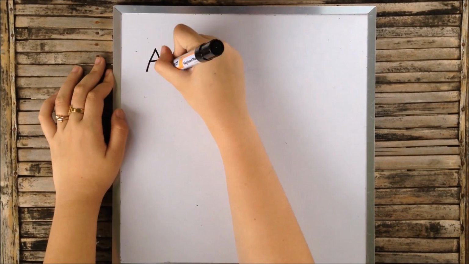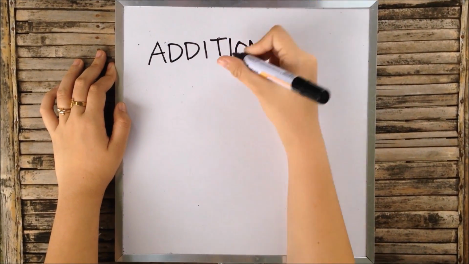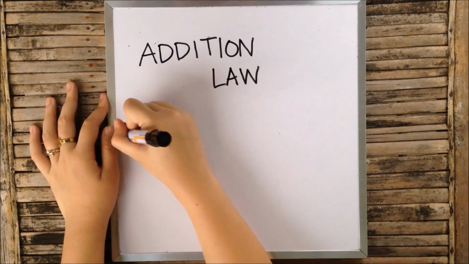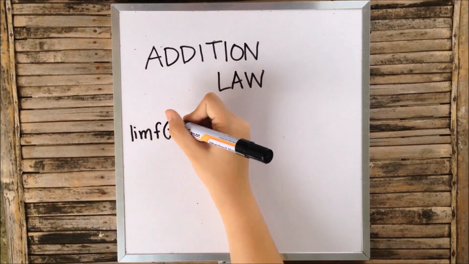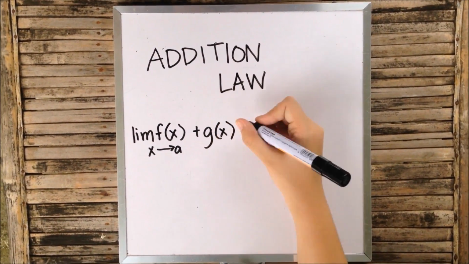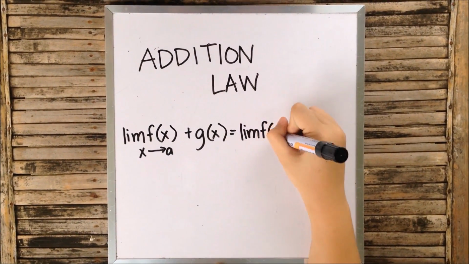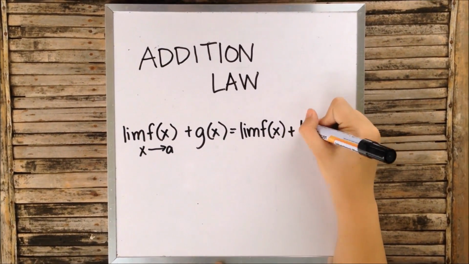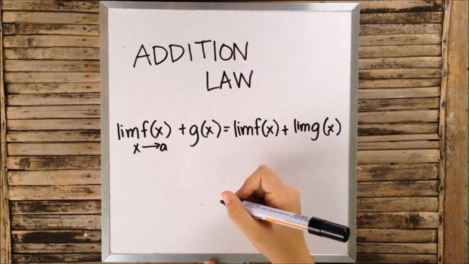First is addition law. When we take the limit of an addition, we can just take the limit of each term individually, then add. Just like the sample equation, limit of f of x plus g of x as x approaches a equals limit of f of x plus limit of g of x, and both x's approach a.